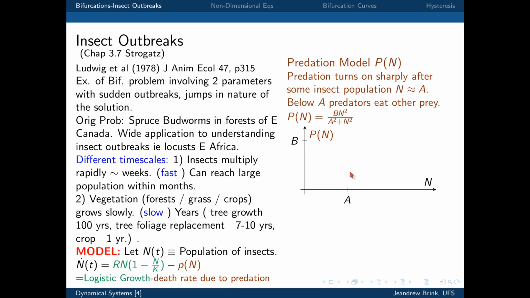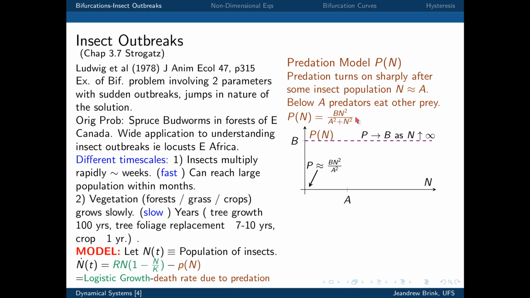So let's just plot that. Firstly, if n goes to infinity, in other words, when the number of budworms or the insect population gets really large, you can see that below the line, it's the n squared that dominates and basically cancels the one above in the line. So the limit as n goes to infinity is simply B. Okay. So as n goes to infinity, the predation model approaches B, which is the maximum rate at which the predators can eat the prey.